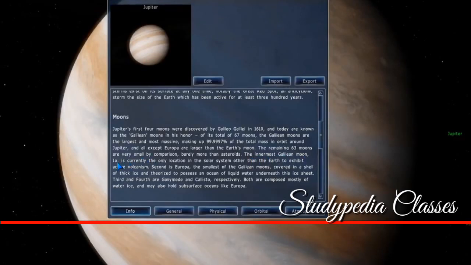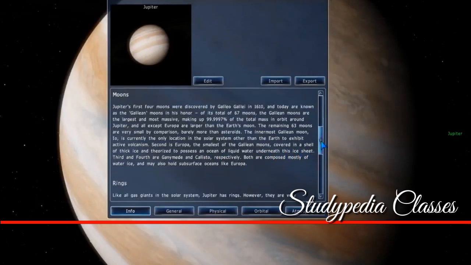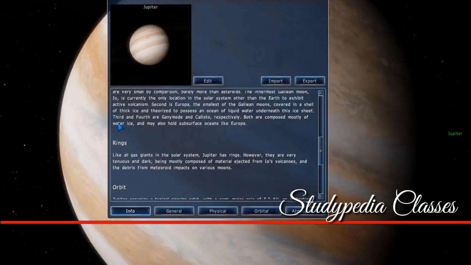Okay, Io is a moon that has a lot of volcanic activity. It's currently the only location in the solar system other than Earth to exhibit active volcanism. So that is what it was famous for. Second is Europa, the smallest of the Galilean moons, covered in a shell of thick ice and theorized to possess an ocean of liquid water underneath this ice sheet. That's what we talked about.